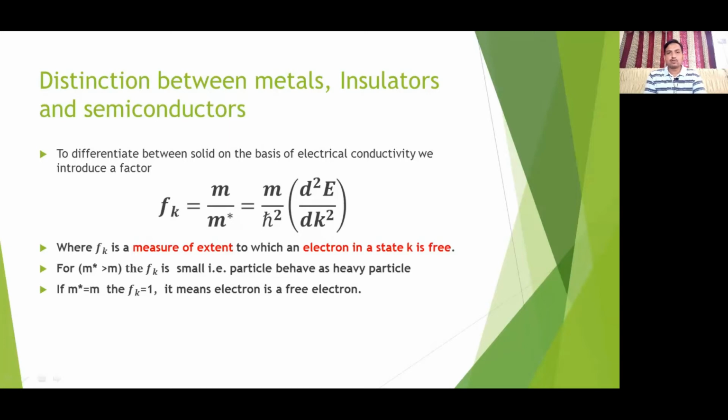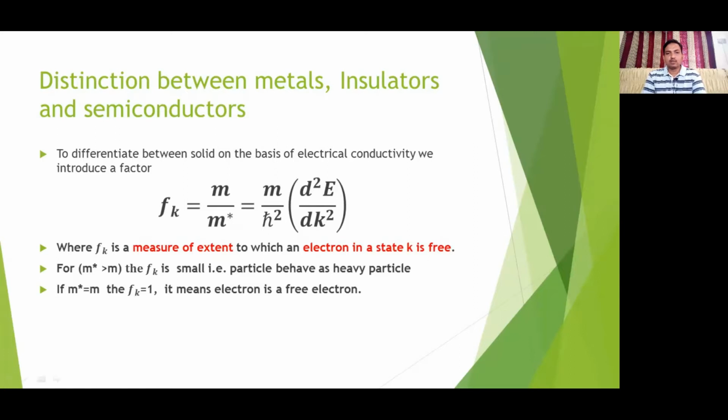If you want to define this factor f_k, it gives you the measure of the extent to which an electron in a state k is free. So how do you check this factor and what does it give you in return? The outcome is the extent to which an electron is free. If the extent is higher, then the chance to have a free electron is higher, so the conductivity should be higher. If the extent of finding a free electron is low, then the chance of having conductivity is also low.